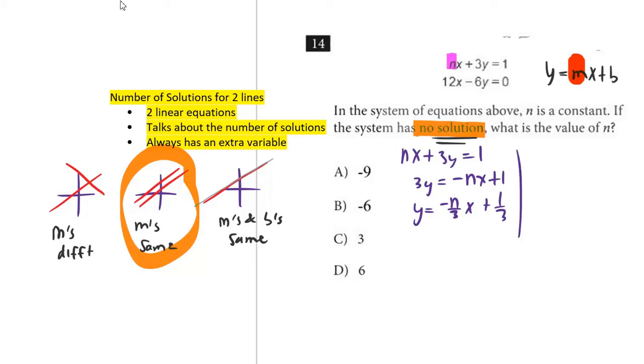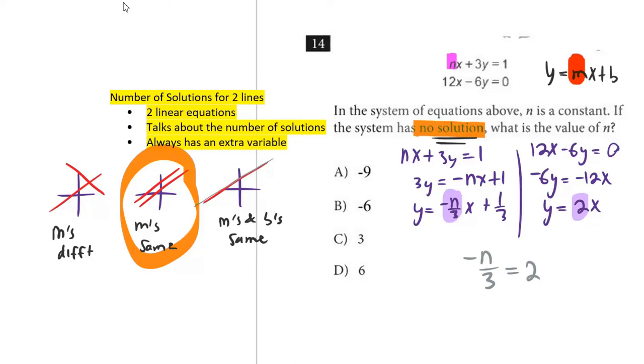And doing it for the other equation, 12x minus 6y equals 0. Take away 12x from both sides and divide by negative 6. You get y equals 2x. So our slopes right now are negative n over 3 and 2. And by definition, those slopes have to be equal, so let's make that happen. Negative n over 3 equals 2.